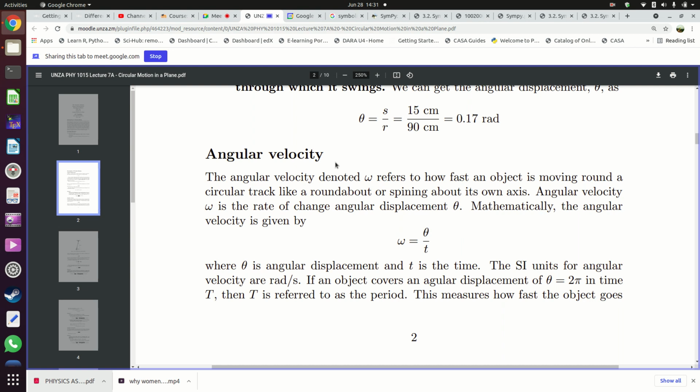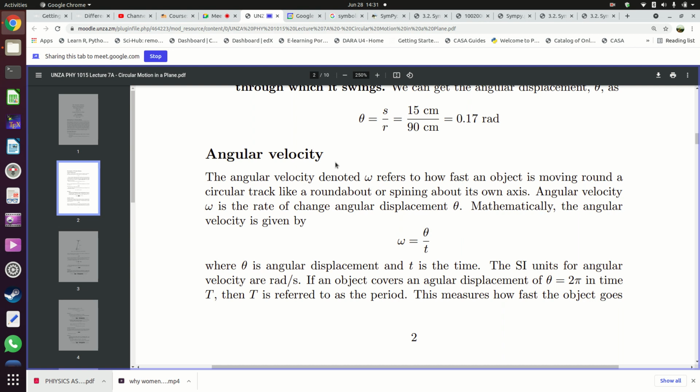Now, how fast you're moving in a circle is what's referred to as angular velocity. Now, we have seen, for example, the Earth. The Earth goes round the Sun once in 365 days. So the Earth goes around the Sun once per year.